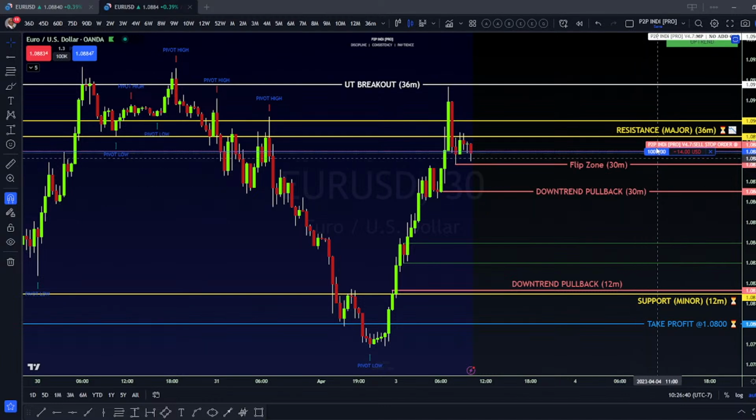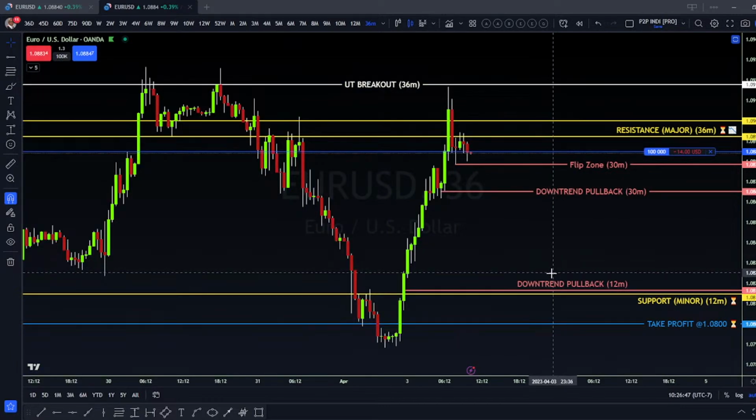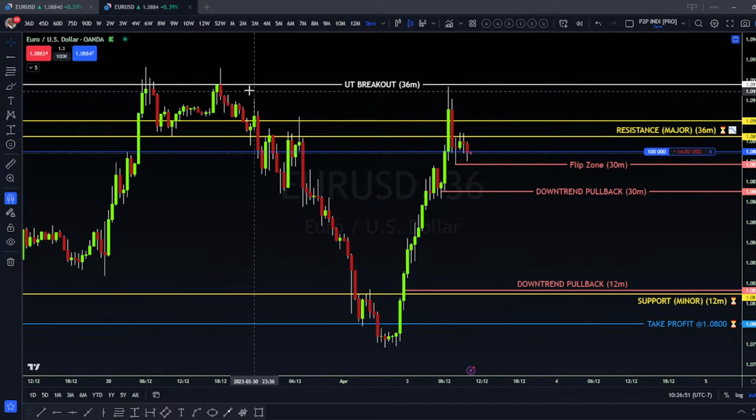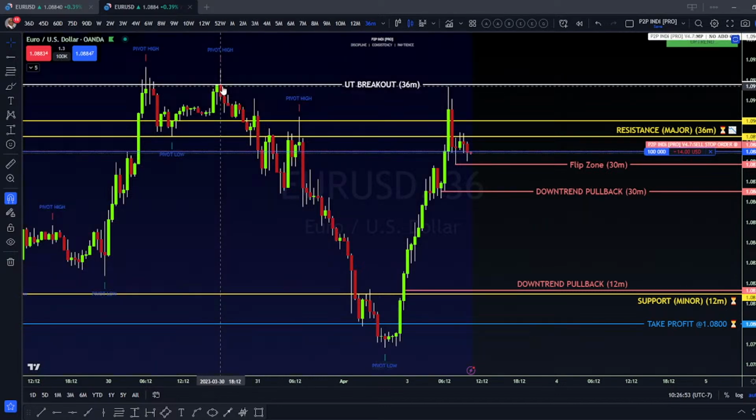All right, so that's pretty much it. I'm just looking at resistance on this 30-minute chart, actually the 36-minute. Looking at resistance on the 36-minute chart. This is the candle I was looking at. Of course, it went higher. It went up here somewhere. I believe it's going to create a flip zone, continue the downtrend, pull back here, go up to that flip zone, and then continue the downtrend.